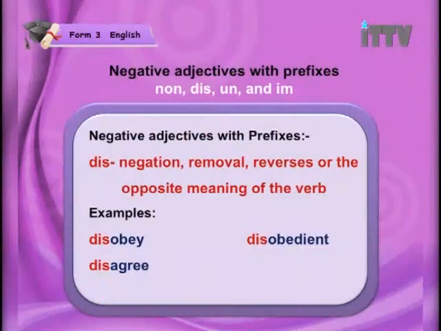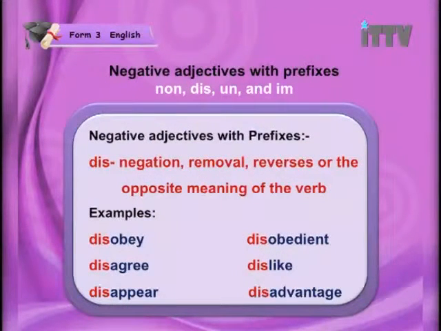Okay. Next, disagree. Opposite is you agree. So when you add dis, the prefix dis, it becomes the opposite. Next, dislike. Dislike is the opposite of like. Disappear. The root word is appear. So when you add this, it becomes the opposite of appear, disappear. Disadvantage is the opposite of advantage.